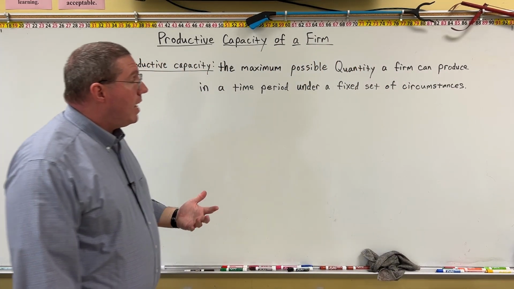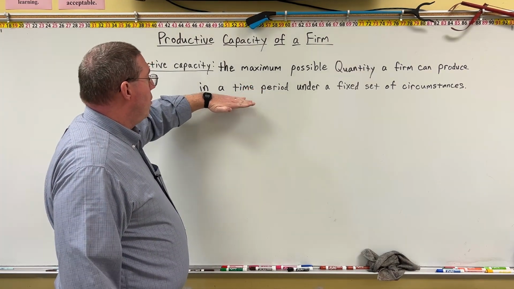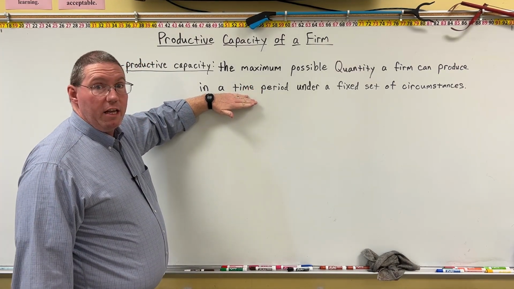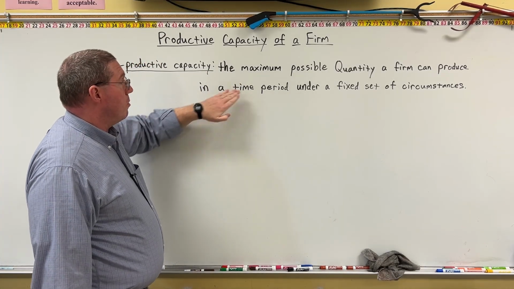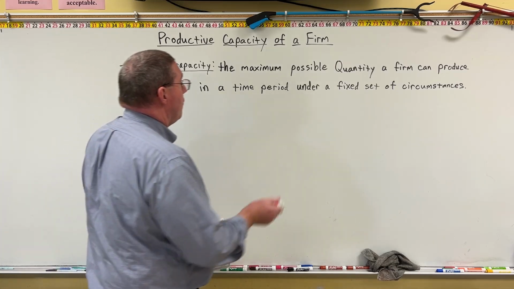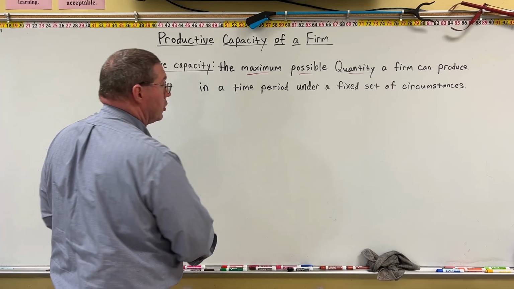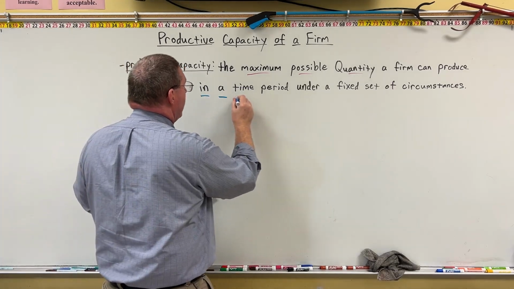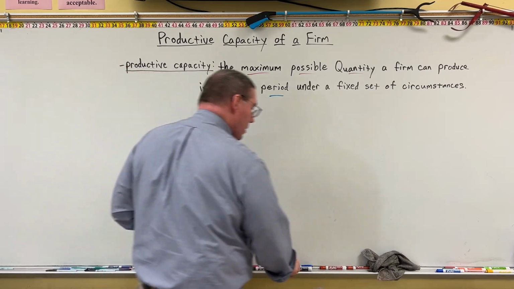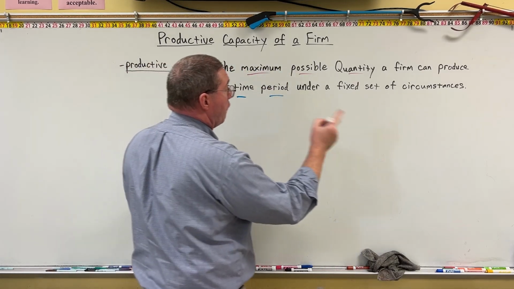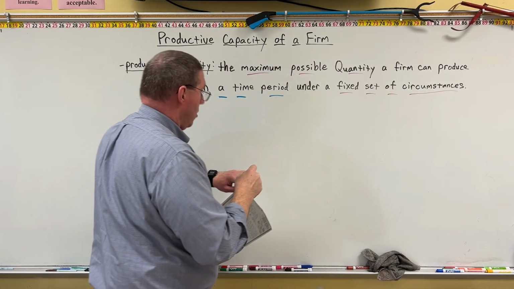Technically speaking, there is no limitation if we go out to infinity, to eternity. So we have to limit the time period. So we say in a time period. We've got a maximum possible quantity of production a firm can produce in a limited amount of time, and under a fixed set of circumstances. So we have this fixed set of circumstances, okay?